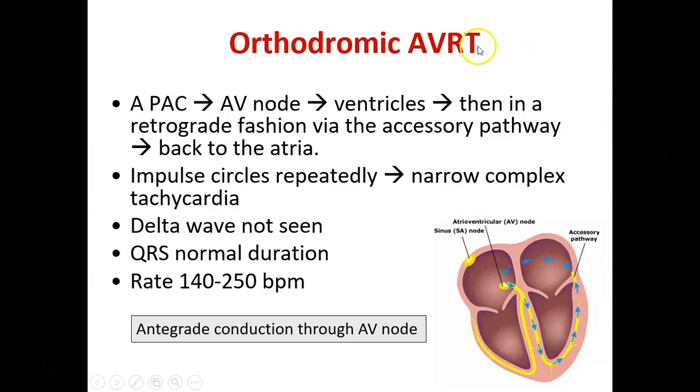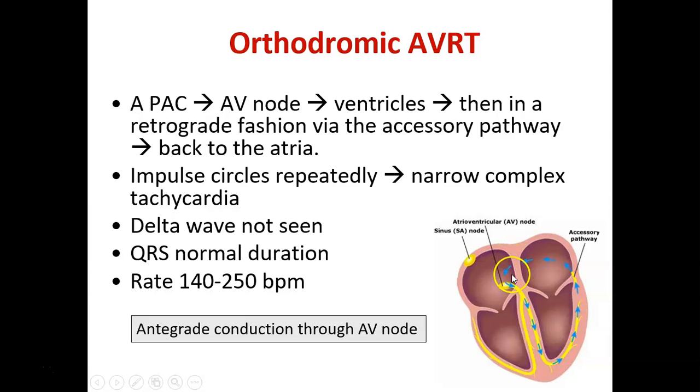In case of orthodromic atrioventricular reentrant tachycardia, a premature atrial complex originates from the atria and goes through the AV node and then follows the normal Purkinje fibers to the ventricles, and then in the retrograde fashion it passes through the accessory pathway and comes back to the atria and makes a loop. This impulse circles repeatedly and results in narrow complex tachycardia.